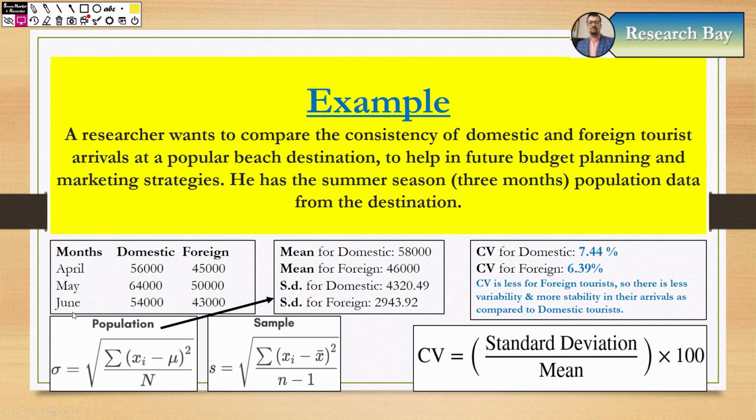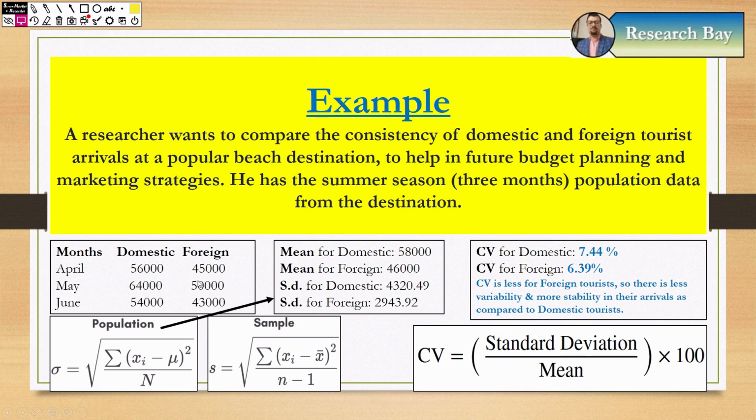So in this table, you see domestic tourist arrivals in April 56,000, foreign were 45,000, May 64,000, foreign were 50,000. In June, domestic tourists were 54,000 and foreign were 43,000. Now, if you see it closely and I ask you which group of tourists, whether it's domestic or foreign, displays a consistency in their arrivals.